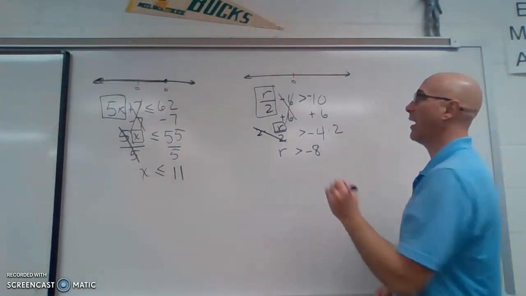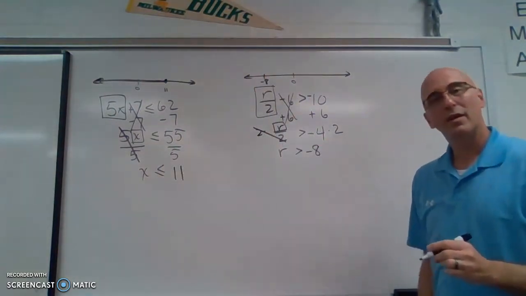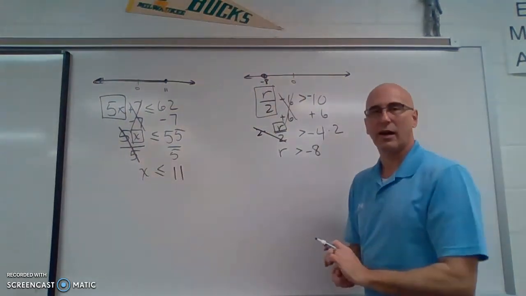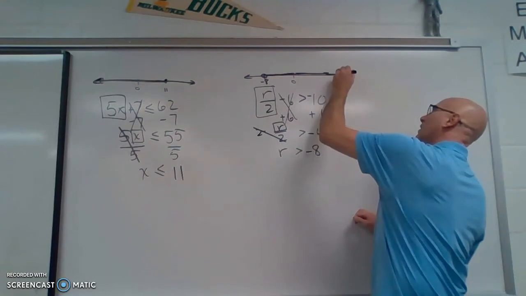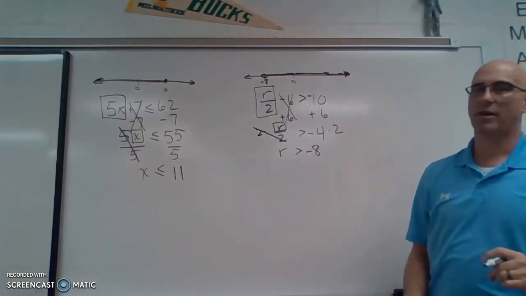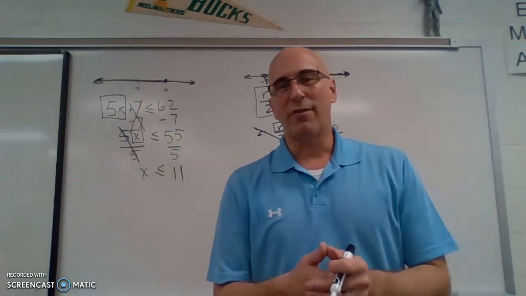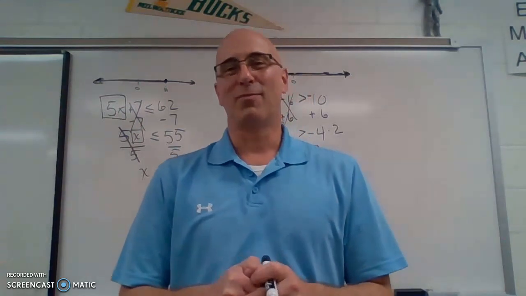We can now graph that. Here's our number line there, 0. Negative 8 is over here. Since it is greater than, we are going to do a hollow dot, just a circle. And we are going to shade in everything to the right because it is greater than. Solving and graphing two-step inequalities is just one step further than a one-step inequality. Now go practice.